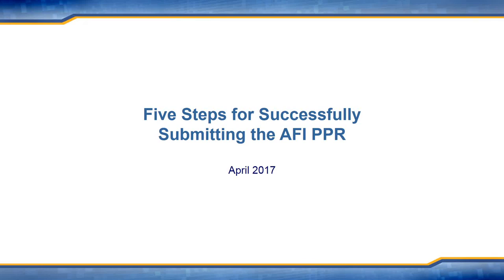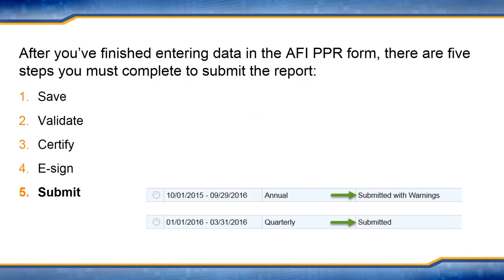Hello, let's look at the 5 steps for successfully submitting the AFI PPR. For both the short and long forms, after you finish entering your data, you will need to save, validate, certify, e-sign, and submit. Each of those steps is a button in OLDC and must be completed in this order.